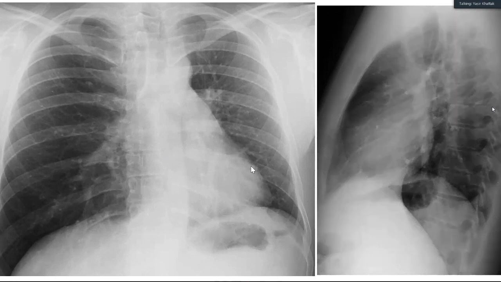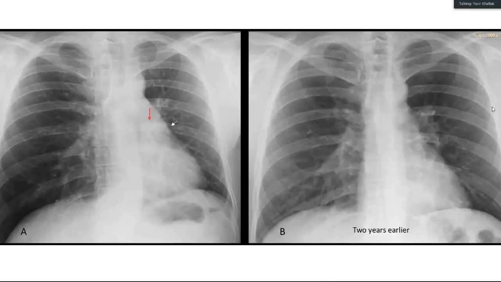This actually is called a flat-faced sign. You do not see the left heart border like this. That's a flat-faced sign, which is suggestive of a left lower lobe collapse. In the retrocardiac location, there is subtle hyper-radio-opacity, which also points to something ominous.